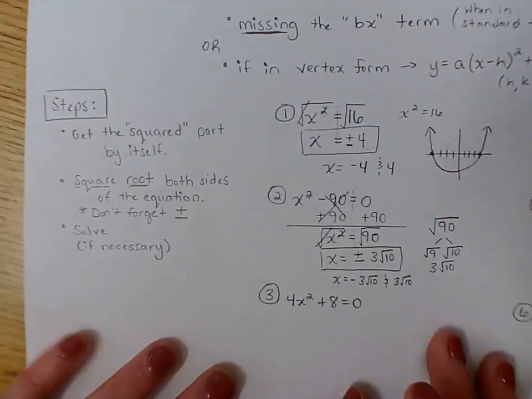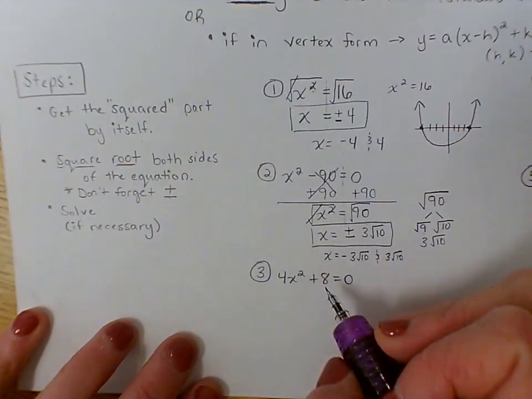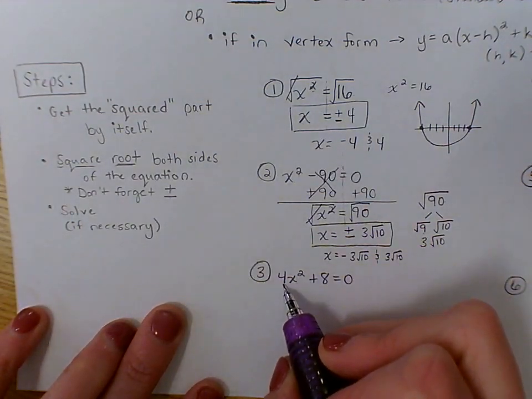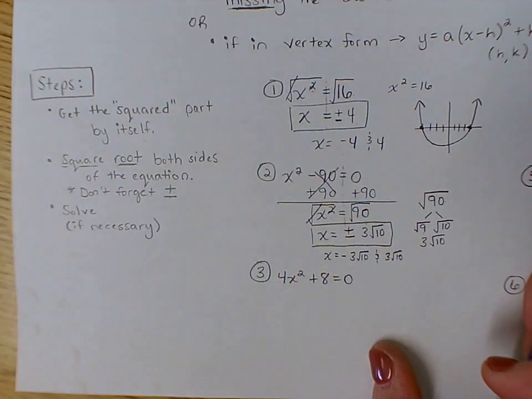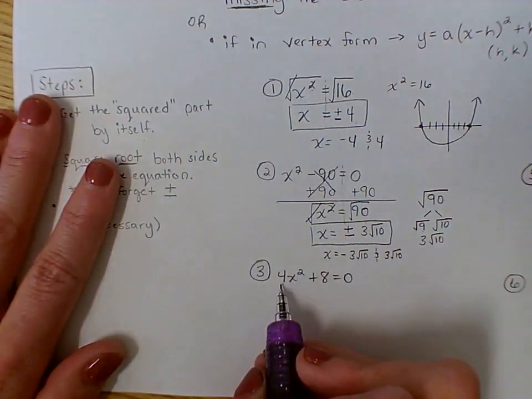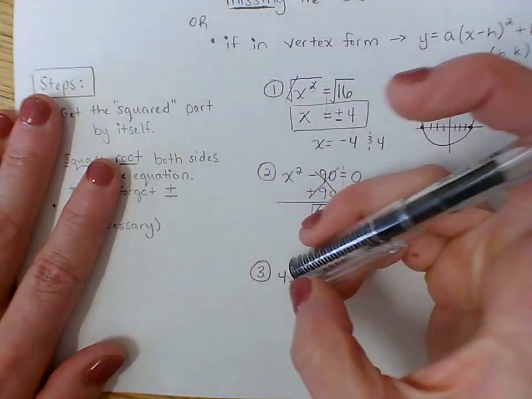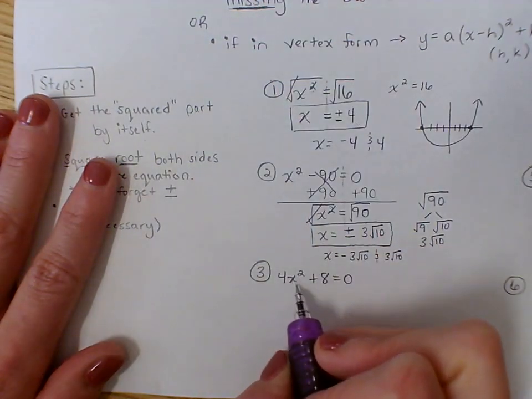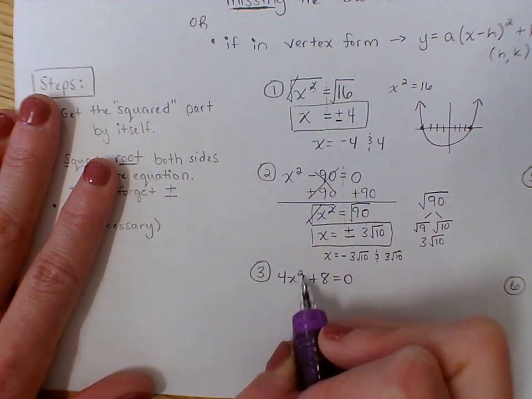Same steps as before. You've got to get the squared part by itself. So I'm going to look at my equation and at what's being squared. Now you might want to say that that 4 is being squared as well. But if you look at it, that 4 actually has its own little exponent. It's got an exponent of 1. So that 4 is not being squared. The only thing that's being squared over here is the x. So my goal is to get the x squared by itself.